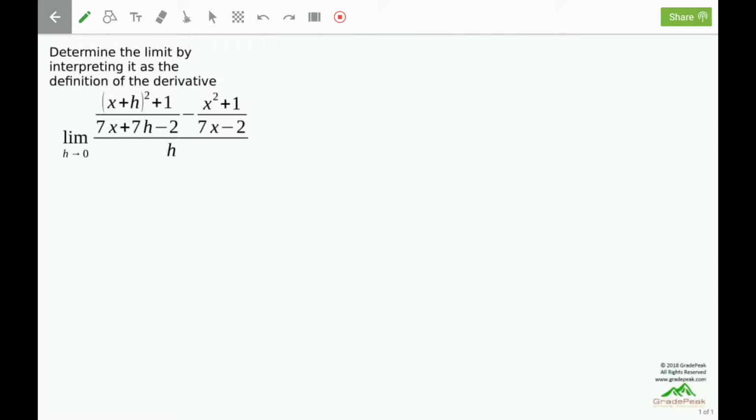This limit is of the form limit as h goes to 0 of f of x plus h minus f of x, all over h. The result of this limit, being the definition of the derivative, is f prime of x, the derivative of f of x. So instead of working out the limit directly, we can, as an alternative, find the derivative of f of x.